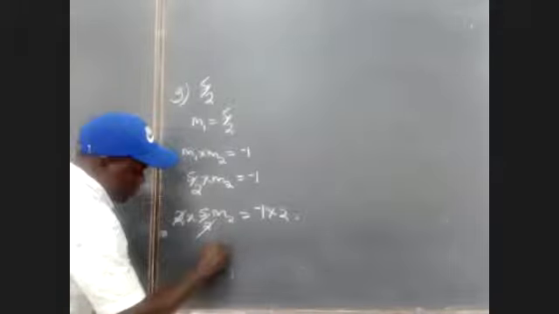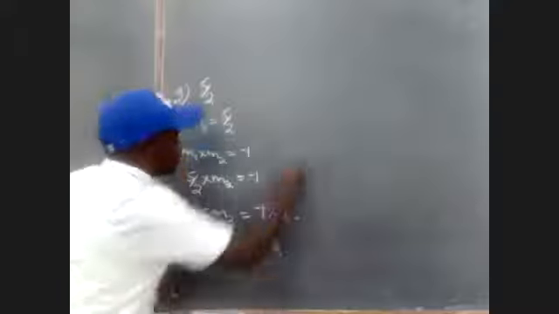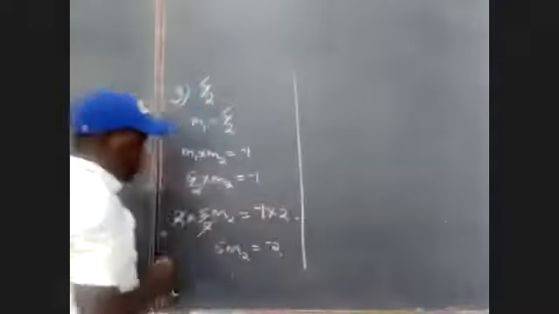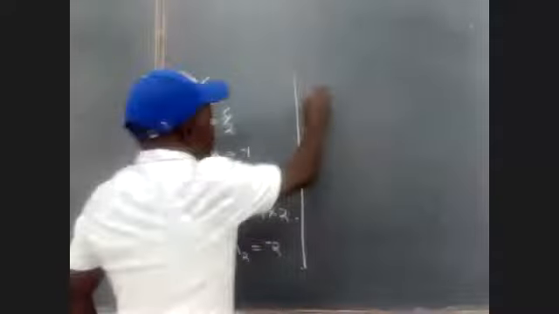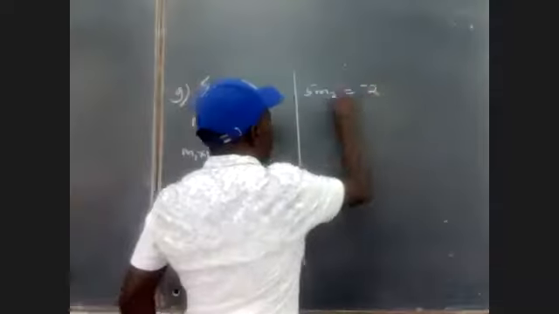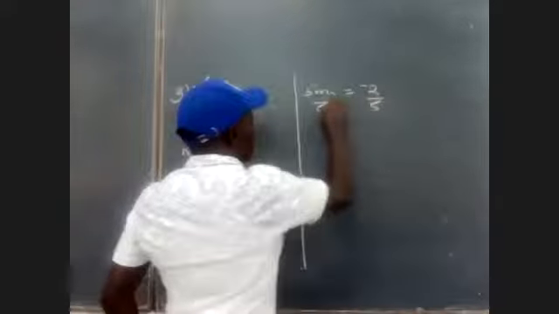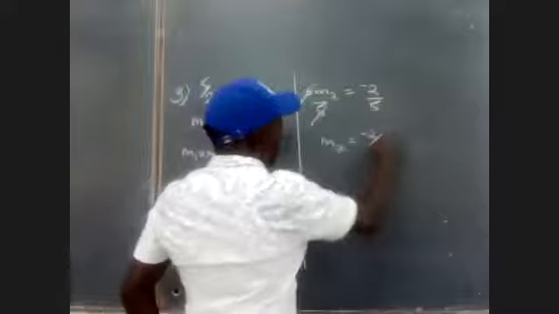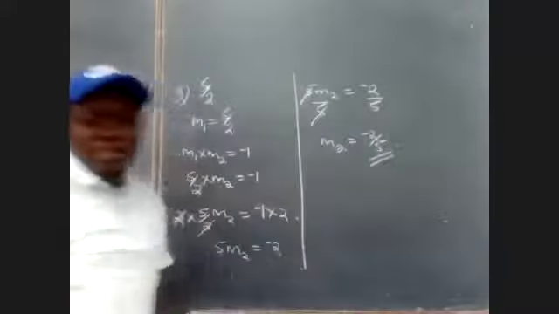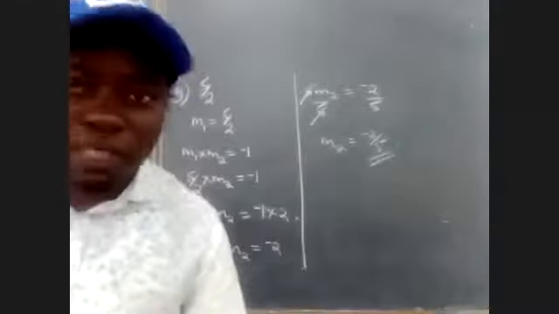We get 5 M2 is equal to -2. We divide both sides by 5, and our answer will be M2 is equal to -2 out of 5. Very good. Okay. Do we still have more?